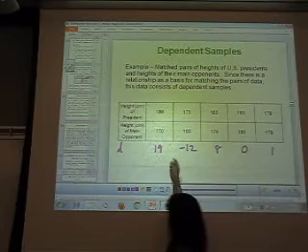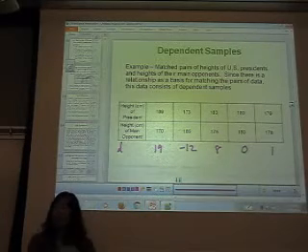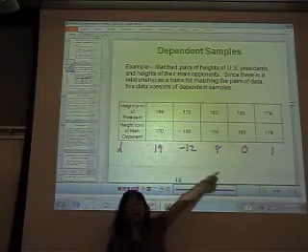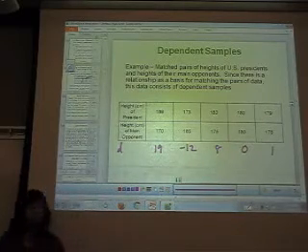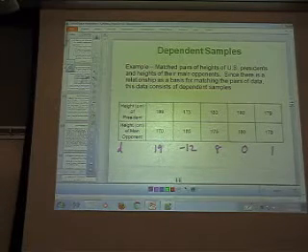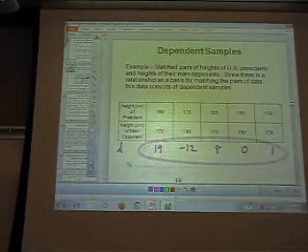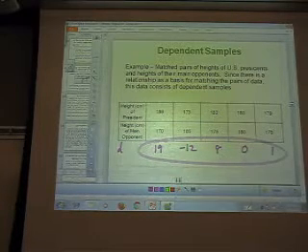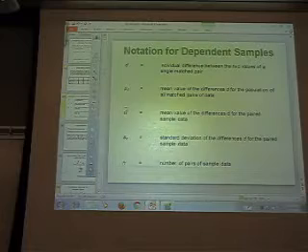Then, like I said, once you find the differences, it's just a regular single sample t-test on these numbers there. That's all it is. Super straightforward. So we're just going to take these numbers and run a one sample t-test on it. Very, very straightforward. Let's talk about it just a little bit, a couple of pieces. Here's some notation.